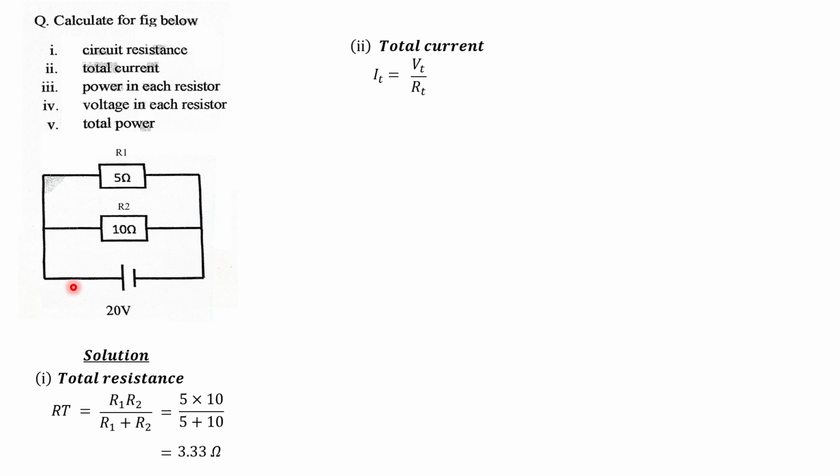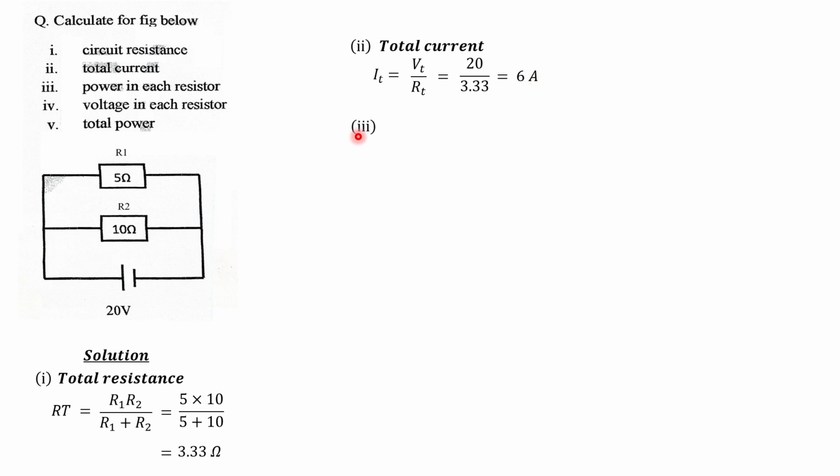From the circuit, the supply voltage VT is 20 volts, and the equivalent resistance or total resistance is 3.33 ohms. So this is equal to 20 over 3.33, which is equal to 6 amps. So the total current or the supply current is 6 amps. I hope you understand.